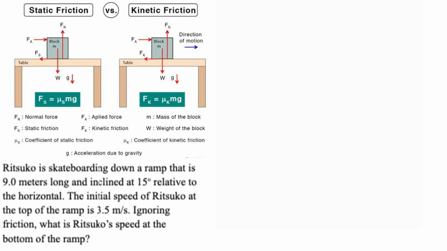Here is given what? Ritsuko is skateboarding down a ramp that is 9 meters long and inclined at an angle of 15 degrees relative to the horizontal. That means 15 degrees relative to the horizontal. Let me make this angle smaller. This is theta. That theta is the angle of 15 degrees.